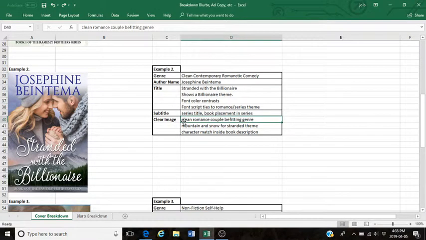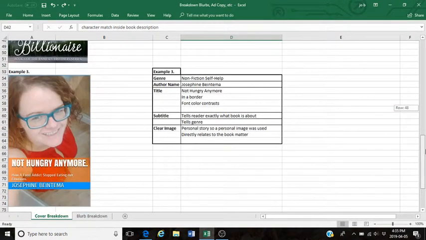We're having a clear image with a clean romance couple fitting our genre. They've got all their clothes on, they're smiley, they're nice, they're cute. We have mountain and snow because we're stranded with the billionaire and these people crashed their plane on the mountain. Unlucky pair of them. Our characters match our inside book description, and so it all matches our genre, our theme, and what's going on inside the book, and there's no surprises for our reader because readers don't like surprises when they buy a cover. Their cover has to match what's inside the book. You can have surprises inside the book, but it still has to match.